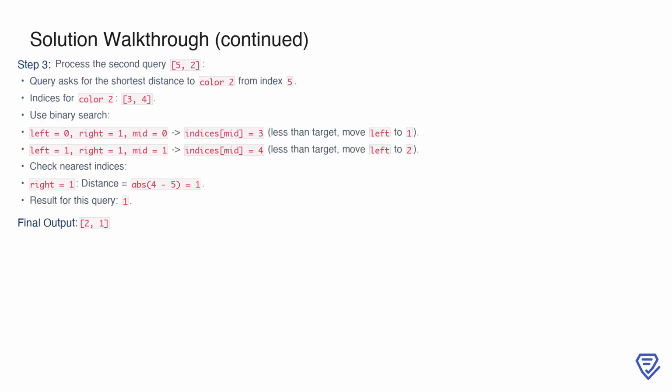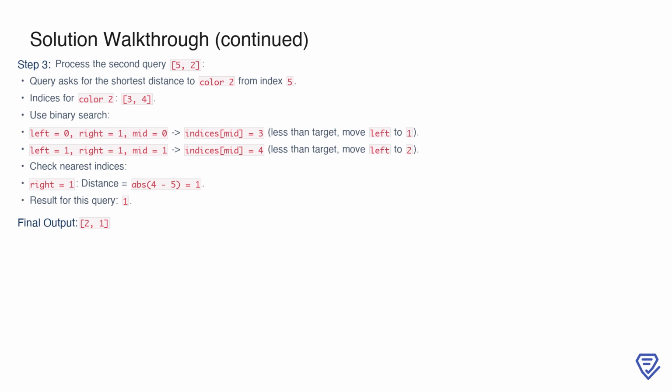For the second query, [5, 2], we want the shortest distance to color 2 from index 5. From our preprocessed data, the indices for color 2 are [3, 4]. Using binary search with left equals 0 and right equals 1, the midpoint is mid equals 0, or indices[mid] equals 3. Since this value is less than the target index 5, we move left to 1. Now, with left equals 1 and right equals 1, the midpoint is mid equals 1, where indices[mid] equals 4.